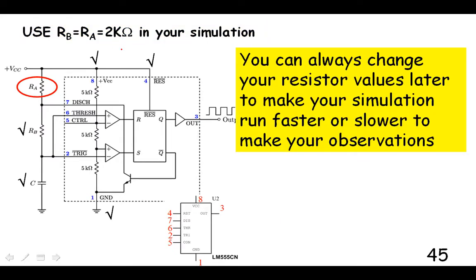And so I'm telling you to use 2K resistors and a 5,000 nanofarad capacitor, but you can always change that around once you're in Multisim, because once you run Multisim, even though you have a time constant that you think you ought to see, Multisim operates on its own time frame, and it depends on how fast your computer runs. So you can adjust these resistors up or down if it's moving too fast or slow.